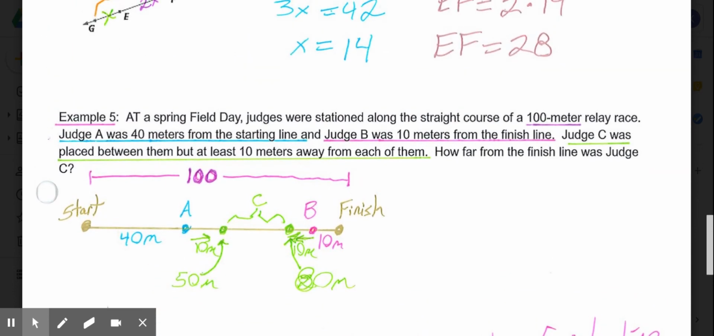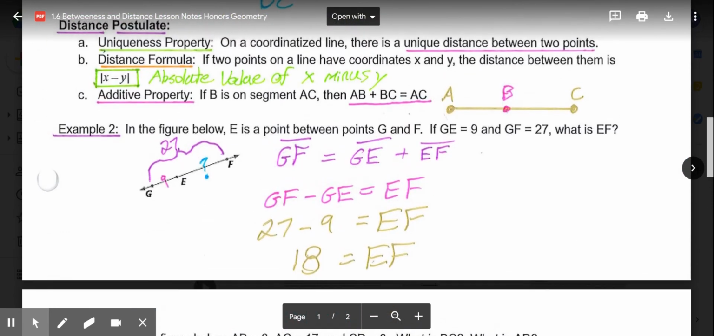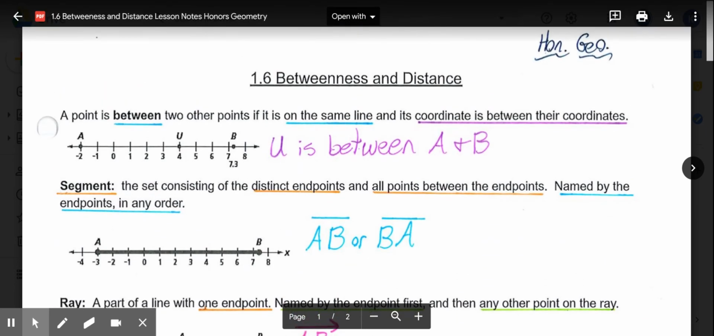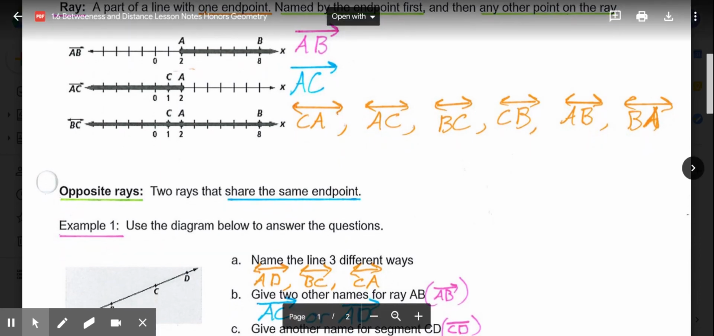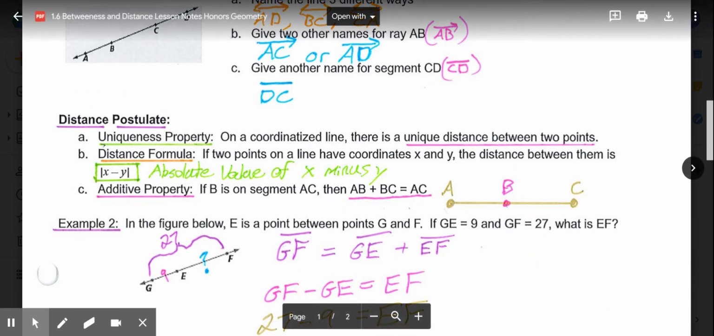So as you can see, a lot of what we're doing today comes back to definitions, that idea of understanding betweenness, segments, rays, and opposite rays, and then applying that to figure out distance by using the different parts of the distance postulate.